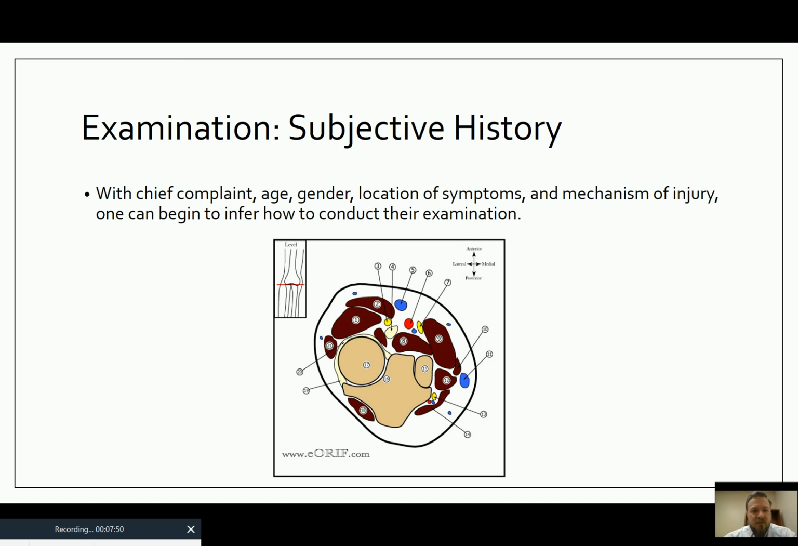We continue with the subjective history here. With your chief complaint, age, gender, location of symptoms, and mechanism of injury, you can begin to infer how to conduct your examination. What I've done here is put a picture of a cross-section of the elbow complex. You can see in the top left corner of that picture where they've created this cross-section, which is right through the elbow joint. So I want you guys to pause it here and try to examine and differentiate what these different structures are, because on the next slide, we'll be talking about the different quadrants of the elbow.